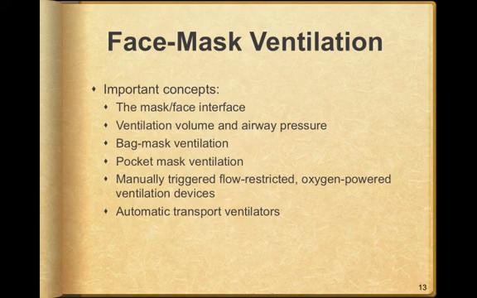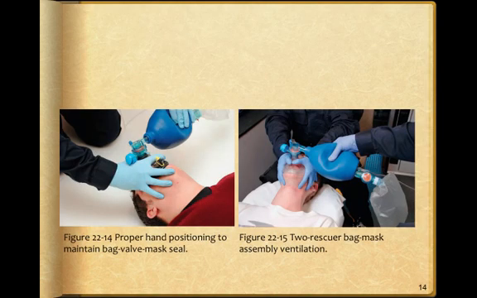Then we can do pocket mask ventilation. You generally have quite a bit of force and probably get the best ventilations off of pocket mask ventilation, but it's not so automated and it ties one person completely up. Then there are manually triggered flow restricted or manually triggered demand valve ventilations, or automated transport ventilators. This is the CE method shown here in figure 22.14.